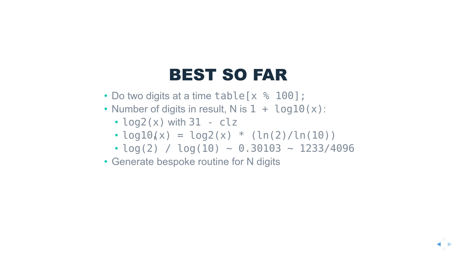Now, if you remember grade school, there is a relationship between all of the different logs. Log 10 of x is log 2 of x times the log of 2 over the log of 10. For all the digits that we would care about, a good representation of log 2 over log 10, which is about 0.3103, is 1233 over 4096. Why did I pick over 4096? Well, because dividing by 4096 is just a shift. So we can multiply by 1233 and then shift down to divide it by 4096.